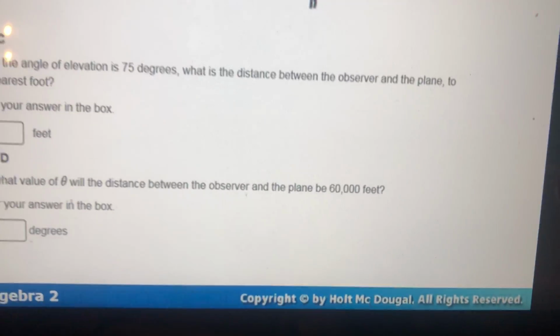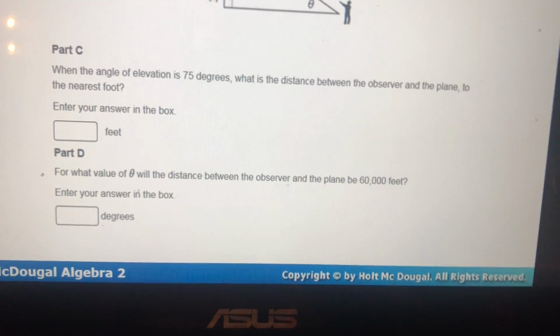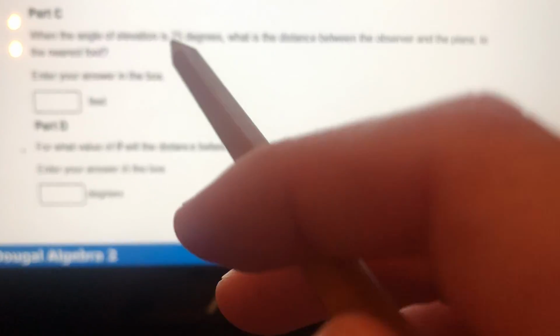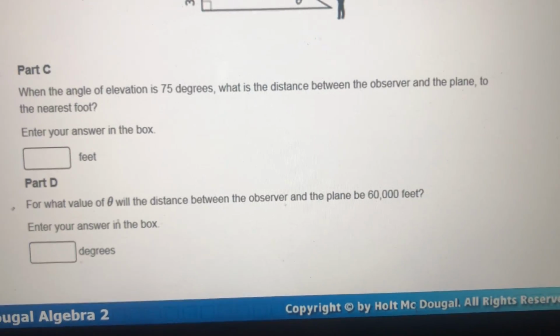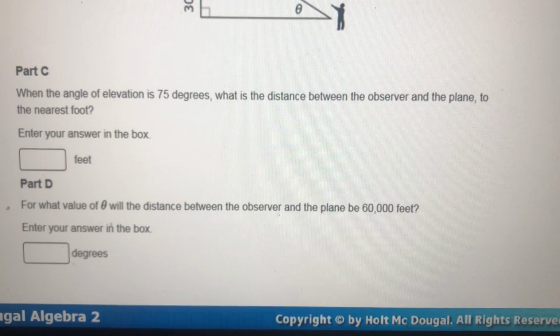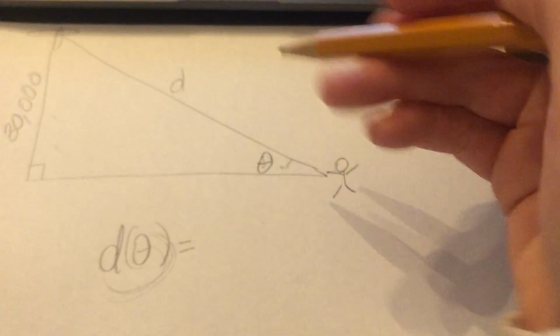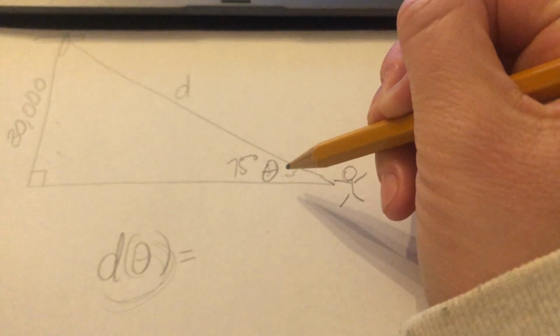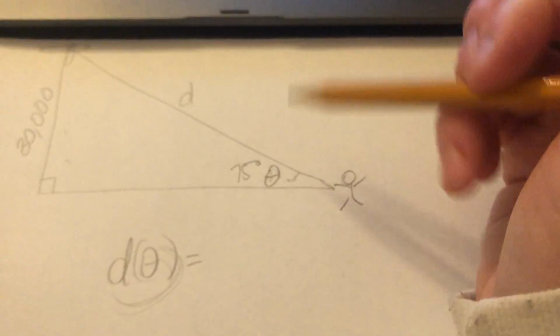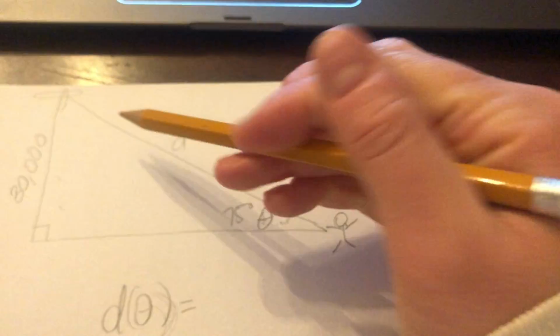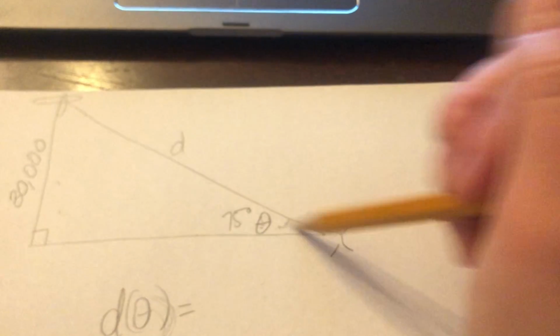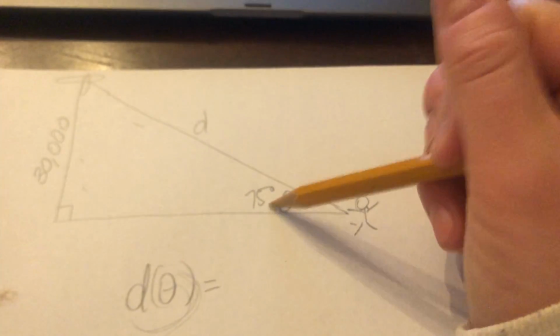And then part C and D. Part C, when the angle of elevation is 75 degrees, I'm blurry right now. Hold on, let me try to fix this. There you go. When the angle of elevation is 75 degrees, what is the distance between the observer and the plane to the nearest foot? So what does that mean? If this is 75 degrees, what is the distance between the observer and the plane? See my little plane? What is D?